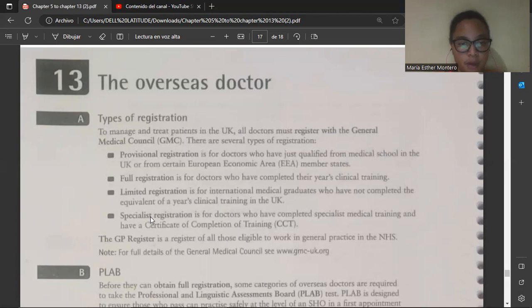Specialist registration is for doctors who have completed specialist medical training and have a certificate of completion of training, CCT. The GP register is a register of all those eligible to work in general practice in the NHS.